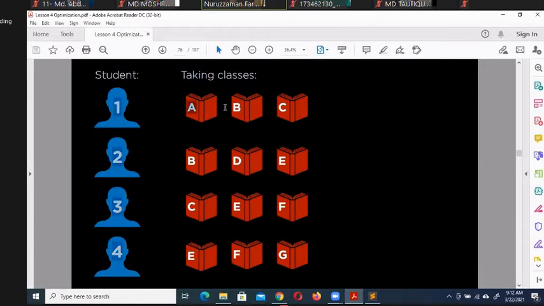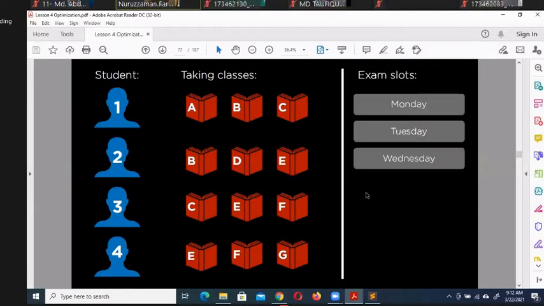Student 1 is taking A, B, and C. Student 2 is enrolled in B, D, and E. Student 3 is C, E, F, and student 4 is in E, F, G. These are their classes. Now the exam slots. They have only 3 exam slots: Monday, Tuesday, and Wednesday. So what can we do to make sure that no student has 2 exams on the same day?